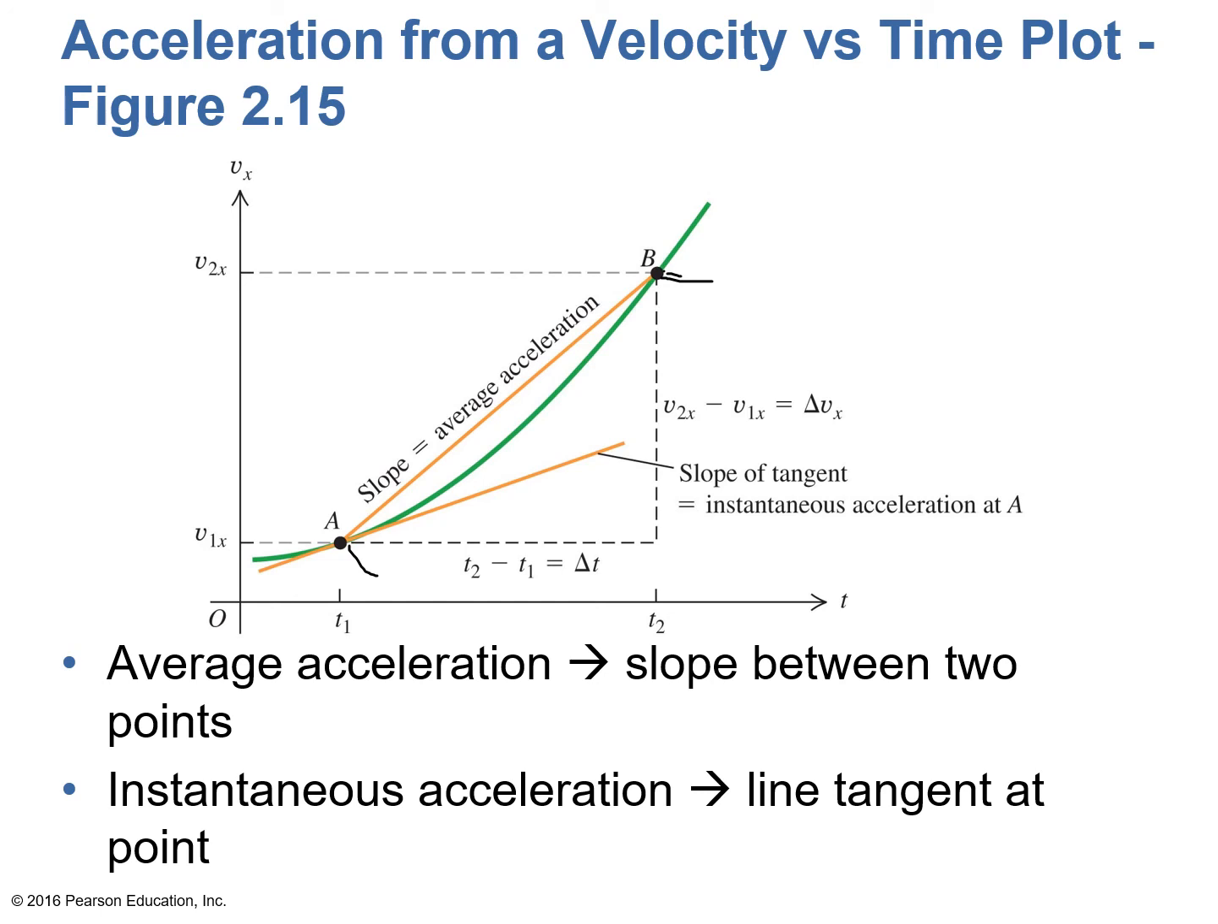If you want to calculate an instantaneous acceleration, well, you just take this graph and you take this point A and you draw this orange line here, this tangent to the curve at that point. And when you do that, if you calculate the slope of that tangent, that will give you that instantaneous acceleration.